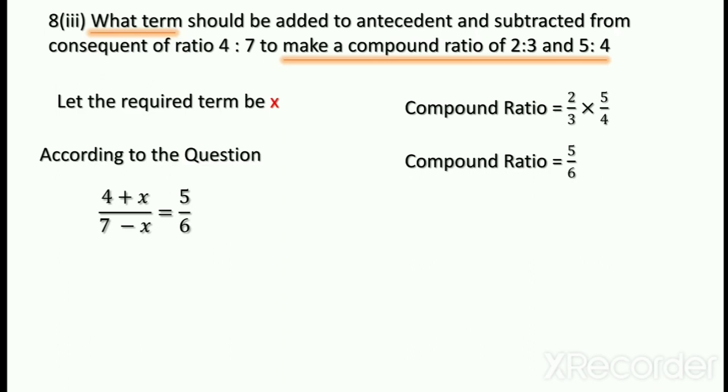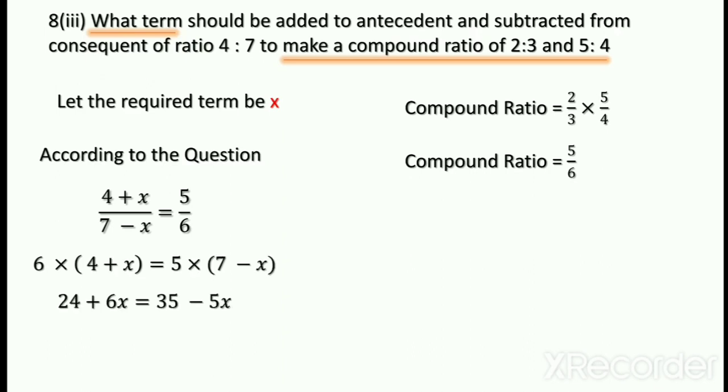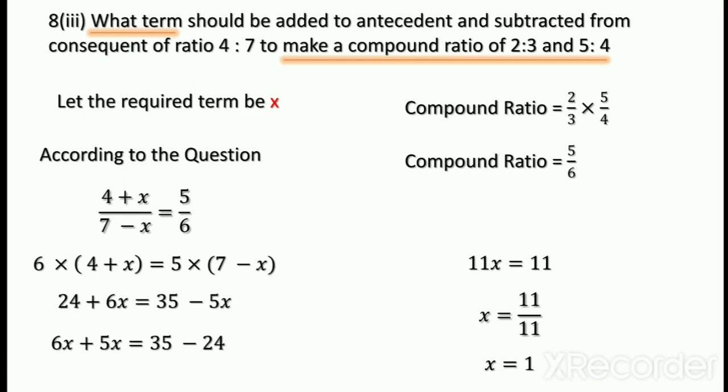Okay, and it gives us a compound ratio of 2 is to 3 and 5 is to 4, means we have already calculated that. Now you cross multiply, arrange the like terms. So we have x is equals to 11 by 11. So 11 ones are 11 ones, it gets cancelled, and we get the value of x as 1.